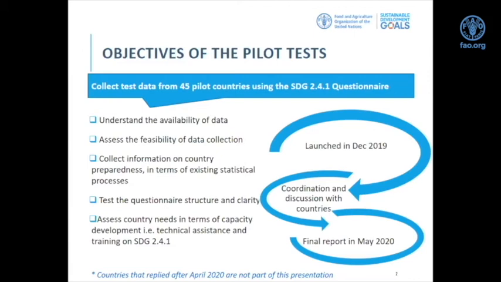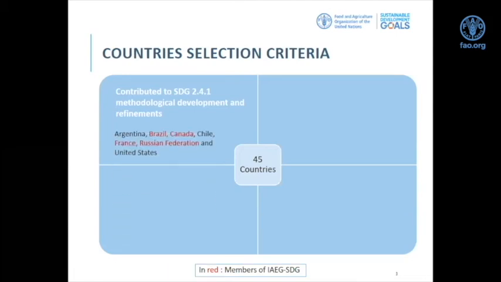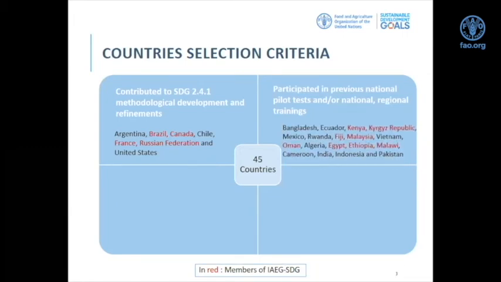So how did we select these 45 countries? We had four big criteria. Some countries contributed to the SDG 2.4.1 methodological development and refinements, in informal working groups carried out mostly during 2019. These countries were Argentina, Brazil, Canada, Chile, France, Russian Federation, and United States. Then others participated in previous national pilot testing: Bangladesh, Ecuador, Kenya, Kyrgyz Republic, Mexico, Rwanda, or participated also in national and regional trainings: Fiji, Malaysia, Vietnam, Oman, Algeria, Egypt, Ethiopia, Malawi, Cameroon, India, Indonesia, and Pakistan.